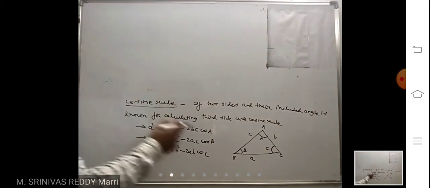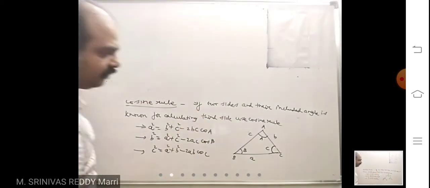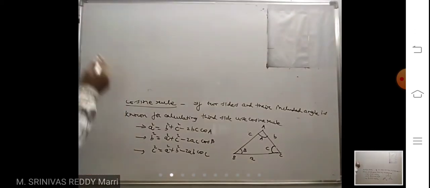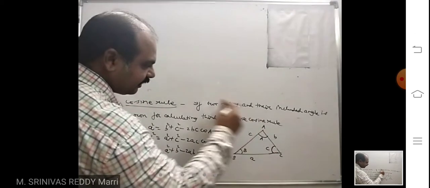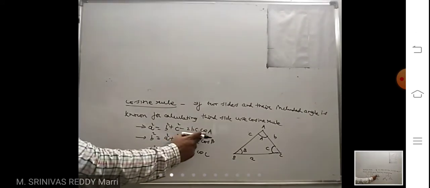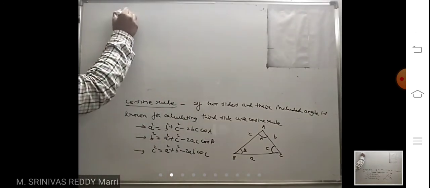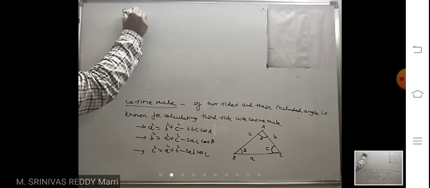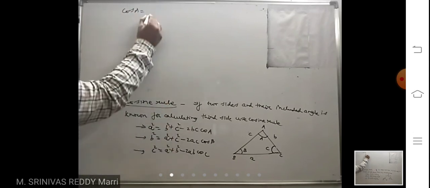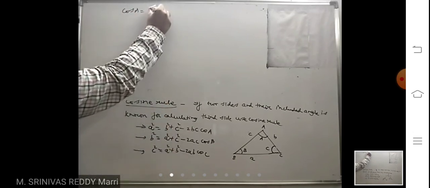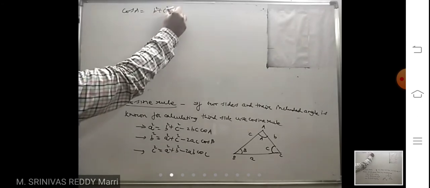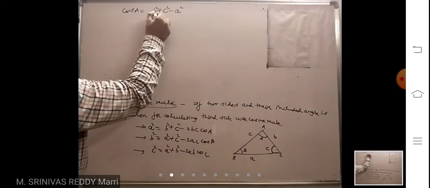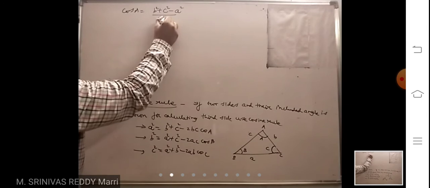Look at now. Suppose all three sides are known, and I want to calculate all the angles. Look at here, cos A. How will you get it? Cos A is given by B square plus C square minus A square divided by 2BC.